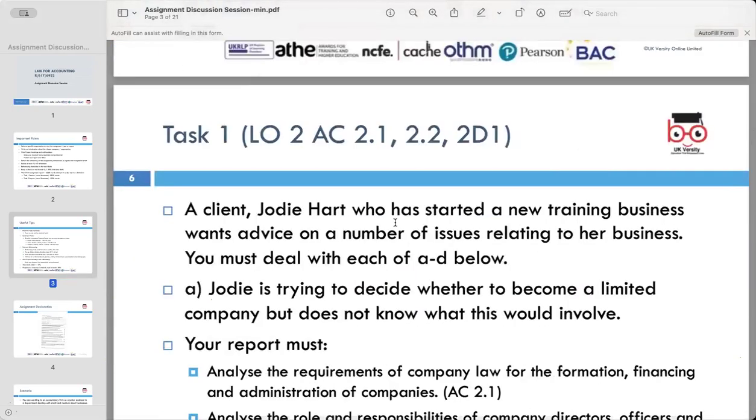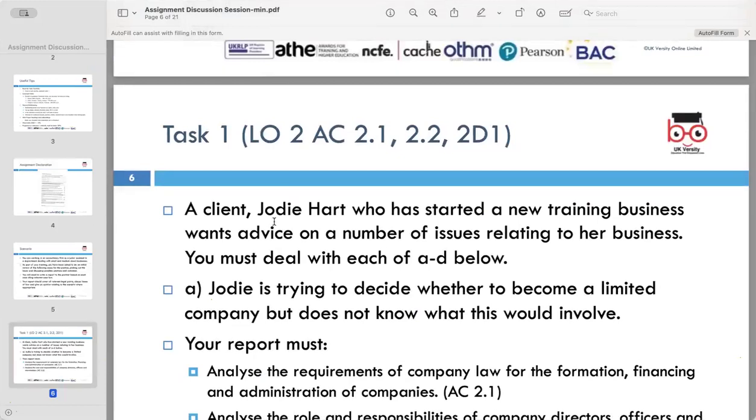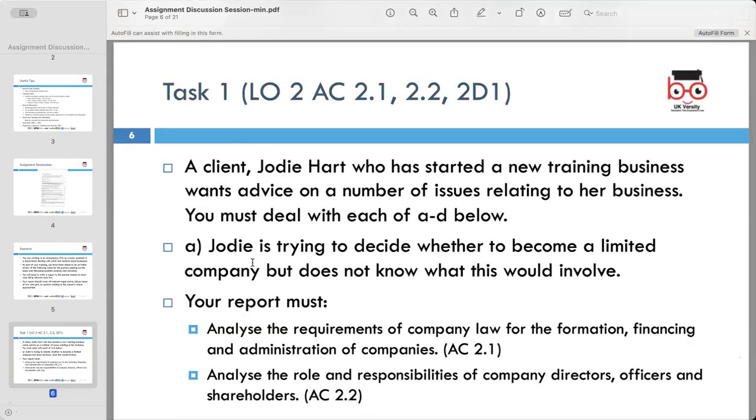Next, this is about learning outcome 2, task 1. Scenario: Jody Hort has a new training business and needs advice on various business-related issues. Jody must decide whether to become a limited company, but does not know what this would involve. So your report must analyze the requirements of company law.